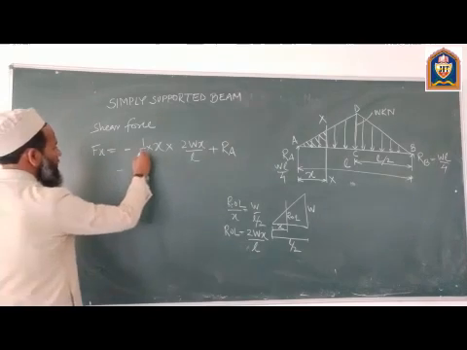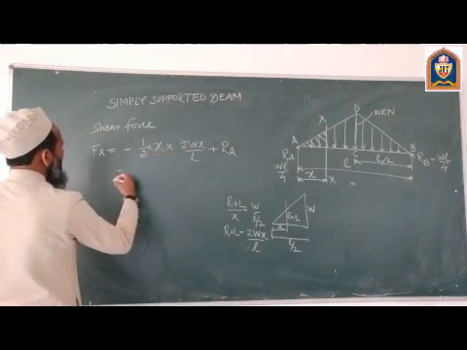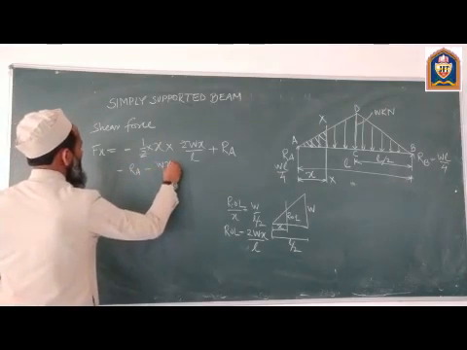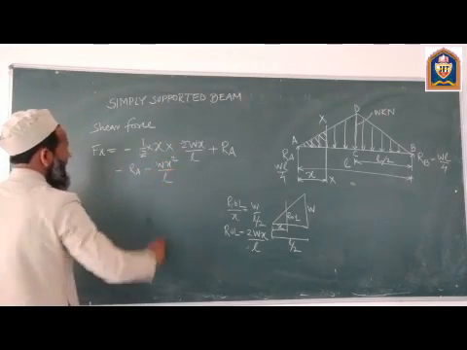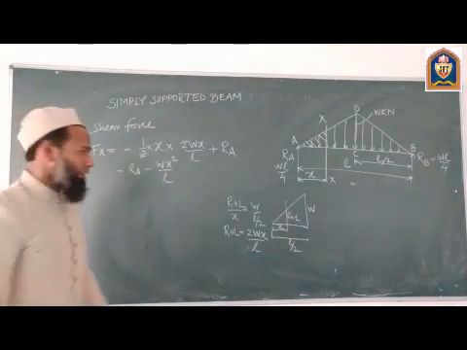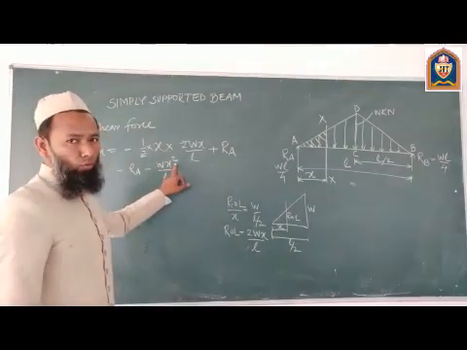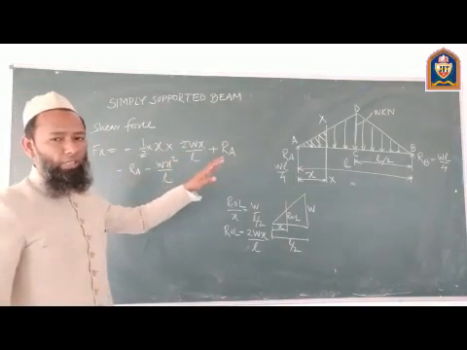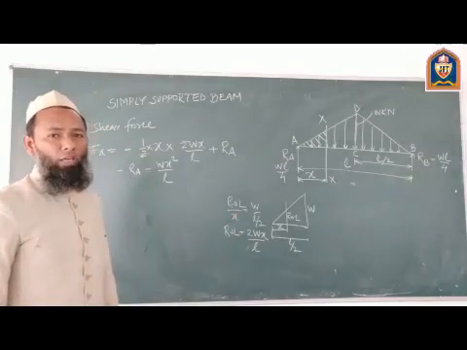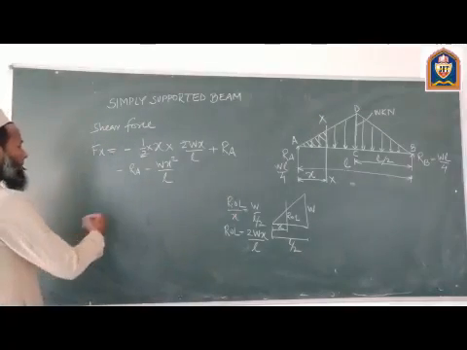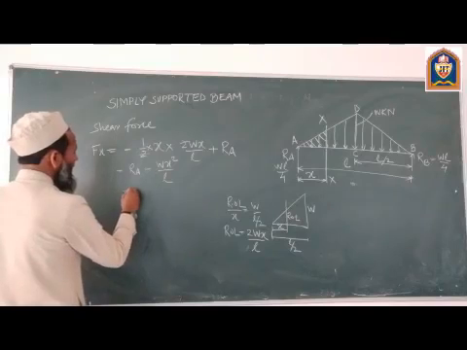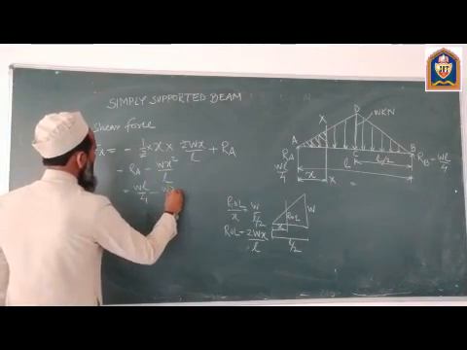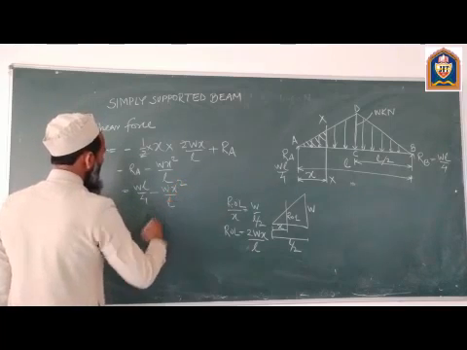And now this 2 cancels off. So this is RA minus Wx square upon L. Now as you are seeing, the power of x is 2, so the shear force variation which we will show on the diagram will be shown by a parabolic curve. What is the value of RA? So RA is WL by 4 minus Wx square upon L.